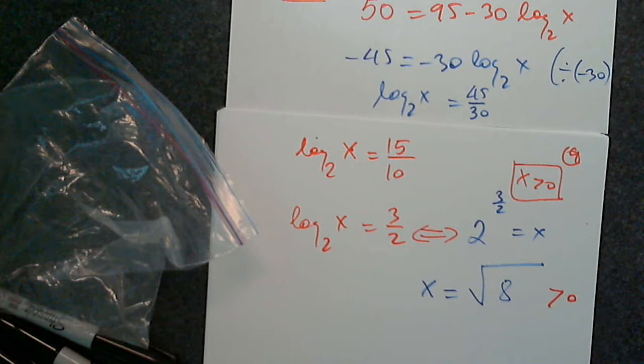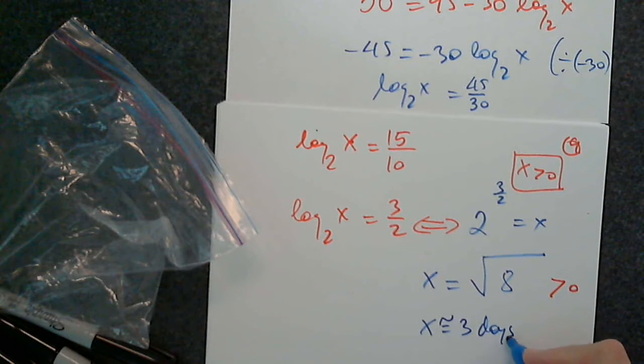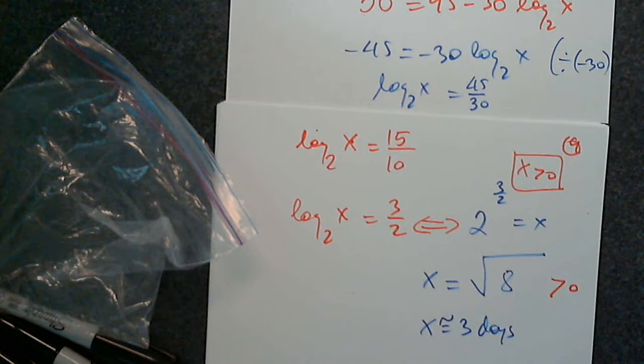So we want to determine approximately how many days will pass till only half of the students remember the most important features of the lecture. So what did we get? x is how many days? 2.83. Okay, so approximately 3 days. Approximately 3 days. Okay, perfect.